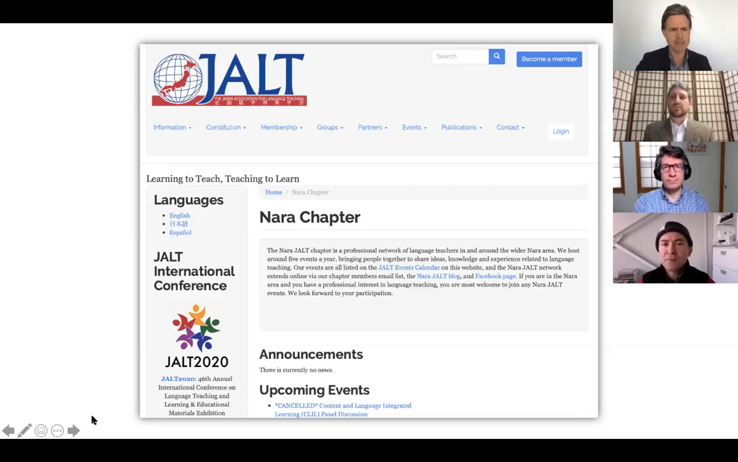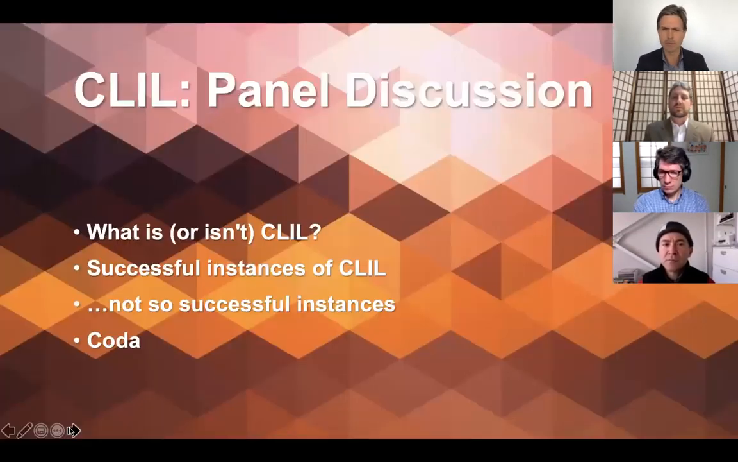And just to get us started, you can see there are 4 points here on this slide. This first one: what is or isn't CLIL? So, what is it that we're talking about when we talk about CLIL?